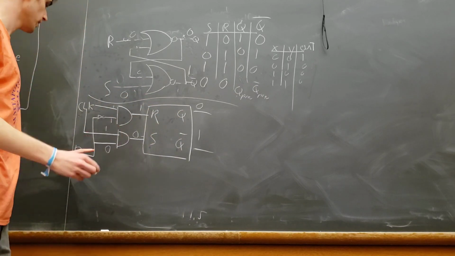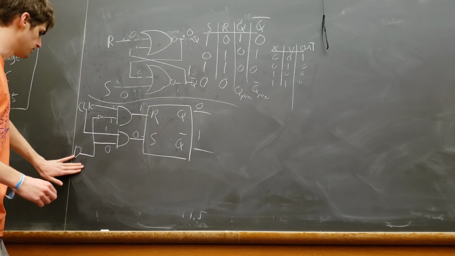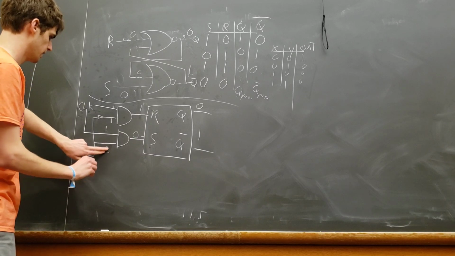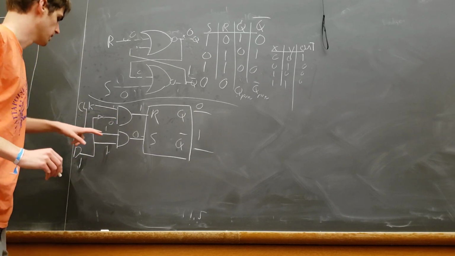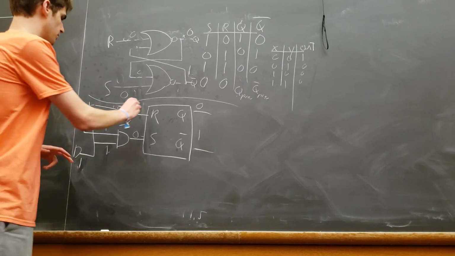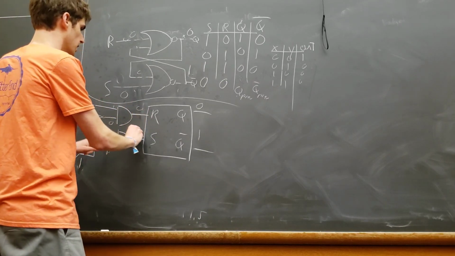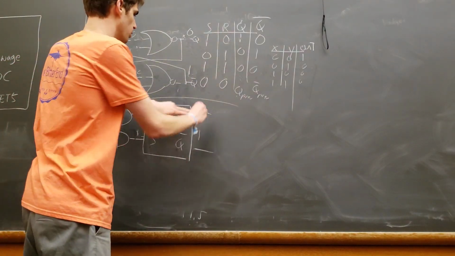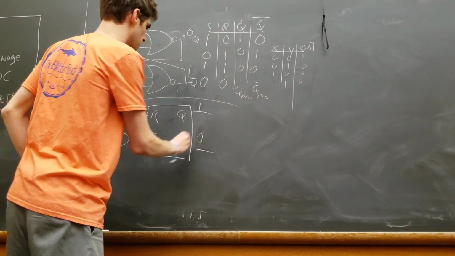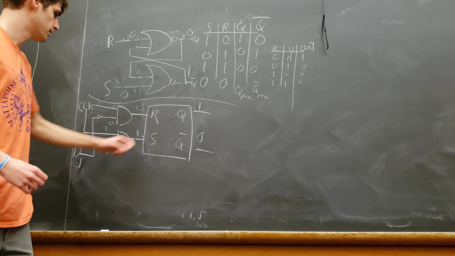And if you don't believe me, we can do this again with D equals 1. So D equals 1, this is a 1, and this is a 0. So this becomes 0, this becomes 1. Look at the truth table. When R is 0 and S is 1, Q is 1 and Q not is 0. Again, D is copied to Q.